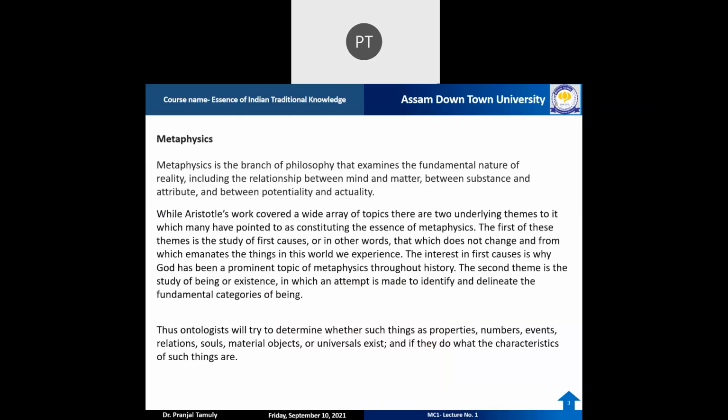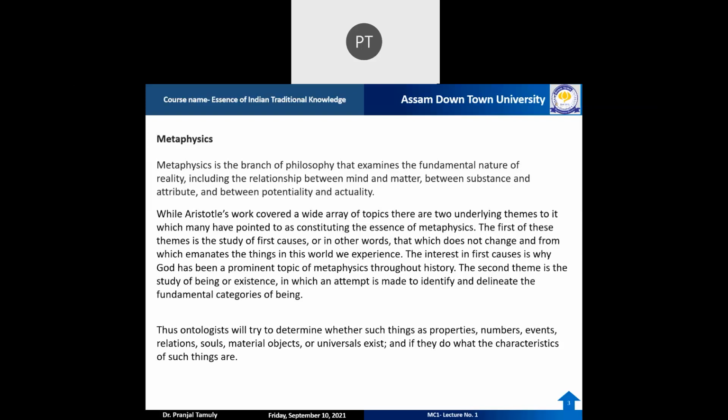Next, another division of philosophy is metaphysics. Metaphysics is a branch of philosophy that examines the fundamental nature of reality, including the relationship between mind and matter, between substance and attributes, and between potentiality and actuality. While Aristotle's work covered a wide array of topics, there are two underlying themes which many have pointed to as the constituting essence of metaphysics.